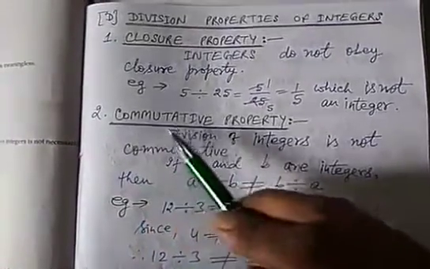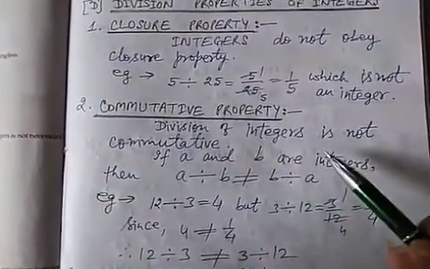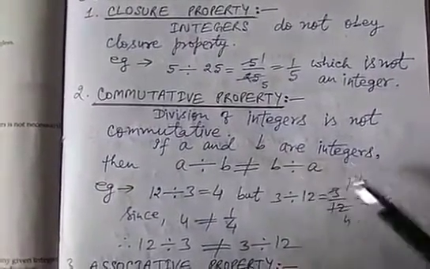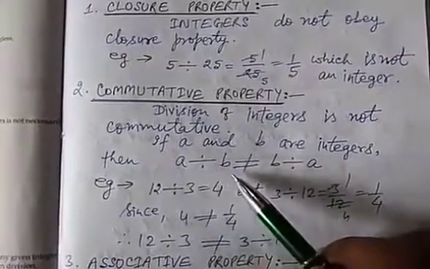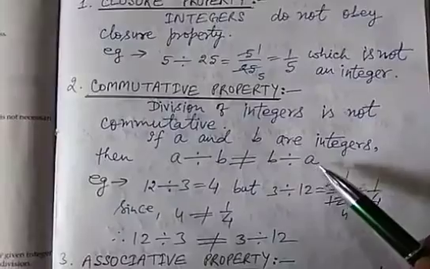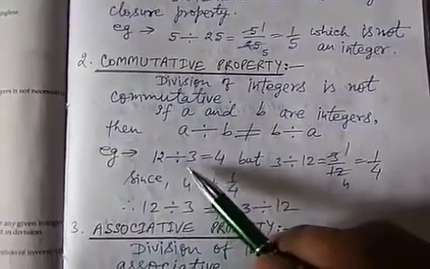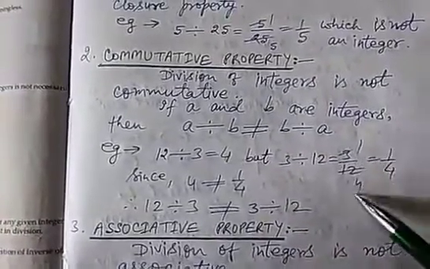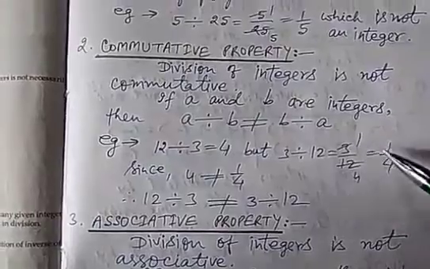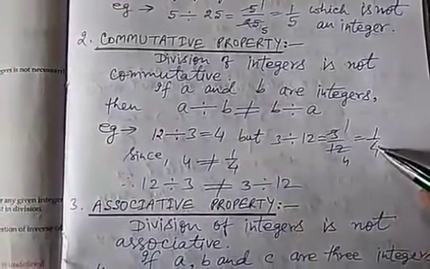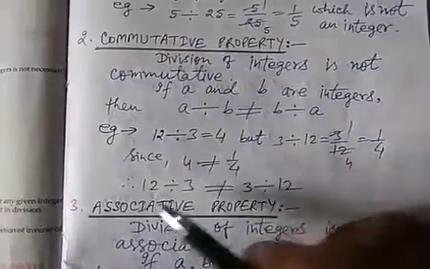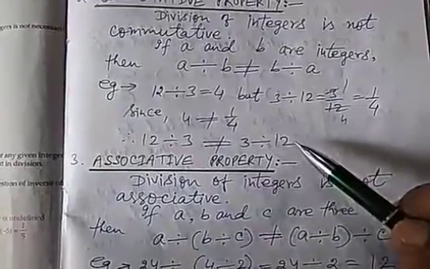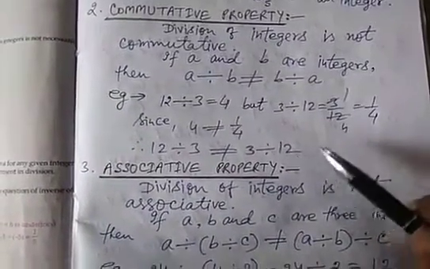Now, second property, commutative property. Division of integers is not commutative. If a and b are integers, then a divided by b is not equal to b divided by a. For example, 12 divided by 3 is equal to 4. But 3 divided by 12 is equal to 3 upon 12. 3 ones are 3, 3 fours are 12, which gives 1 upon 4. This 4 and 1 upon 4 are not equal. Therefore, 12 divided by 3 is not equal to 3 divided by 12. So, division of integers is not commutative.